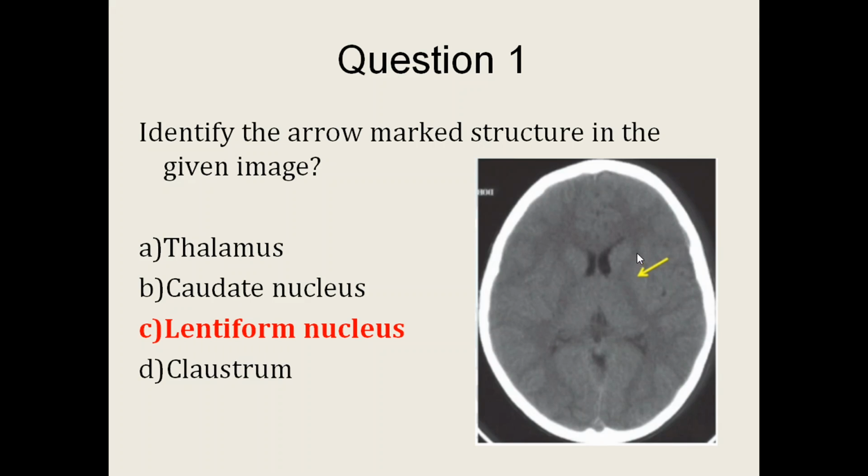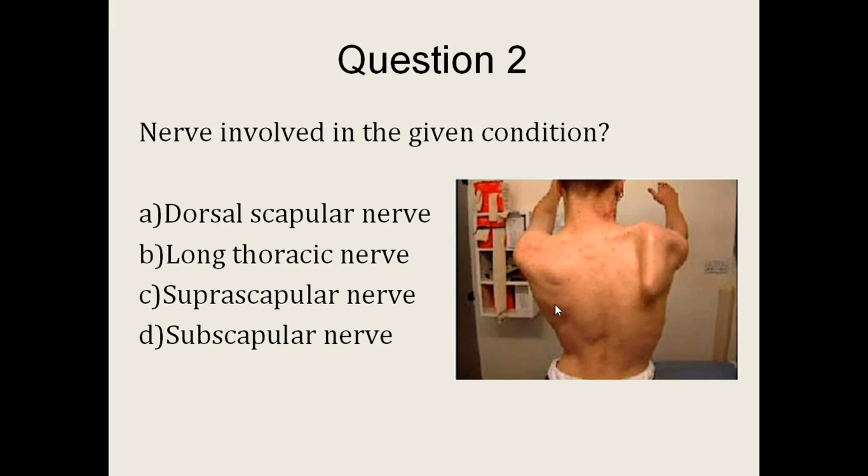Now look here. This is the internal capsule. This will be the lentiform nucleus. What will be this? This will be the caudate nucleus. What will be this? This will be the thalamus. So now you know that this arrow is the lentiform nucleus. Let's move on to the next question.